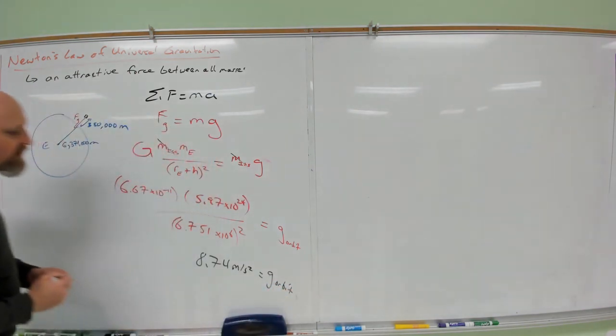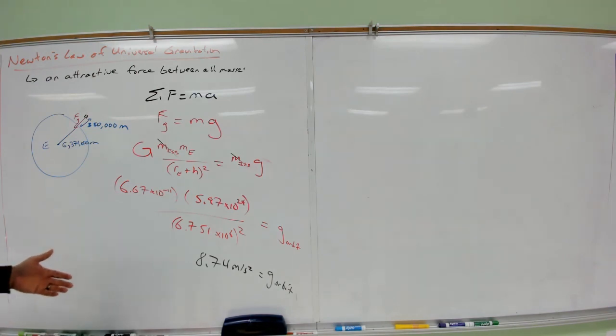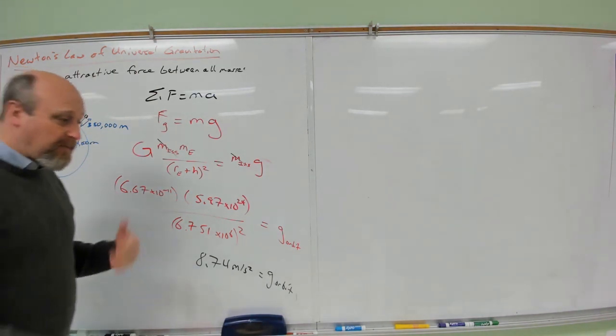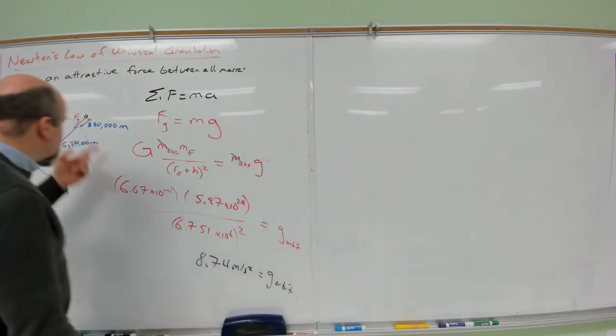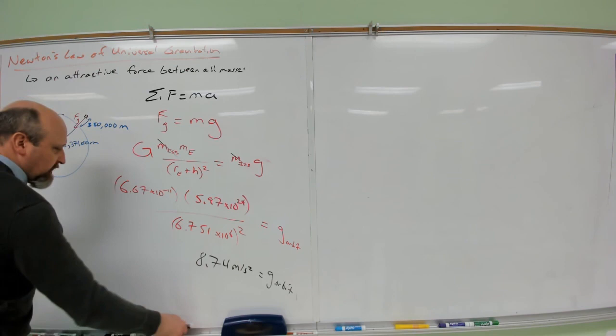So you look at that and you're like, hey, at the surface of the Earth, the acceleration due to gravity is 9.8. And here it's 8.74. You say, hey, that's not that different. 9.8, 8.7. They still have the bulk of their weight at that point. The Earth is pulling on them, right?